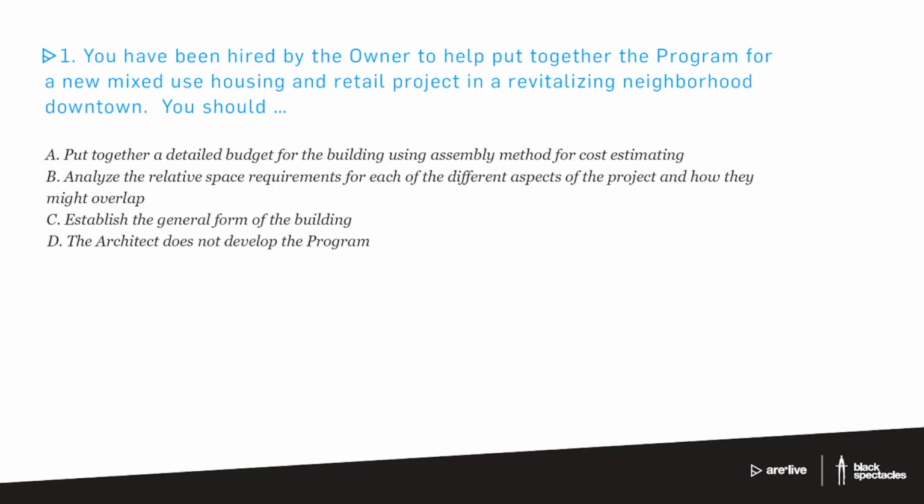So there's a kind of a funny one in here, which is D, which looks a little out of place. But I wouldn't be surprised if many of you actually answered D. The reason you might have answered D, the architect does not develop the program, is because in the actual AIA documents, in the contracts, in the B101 and its brethren, and the other A201 information, the architect is not expected to develop the program.